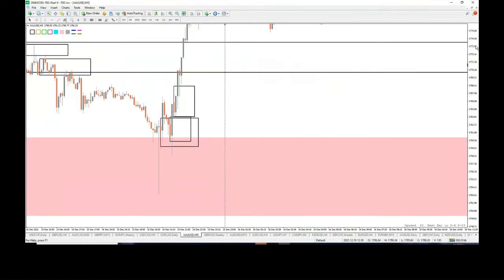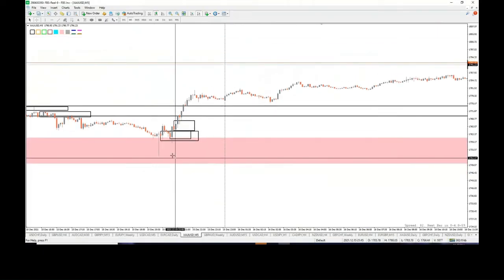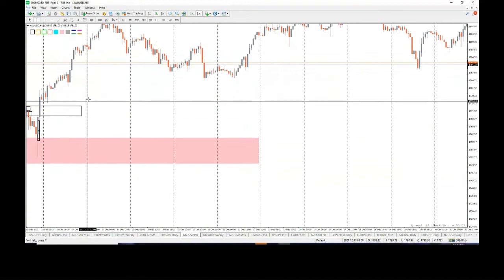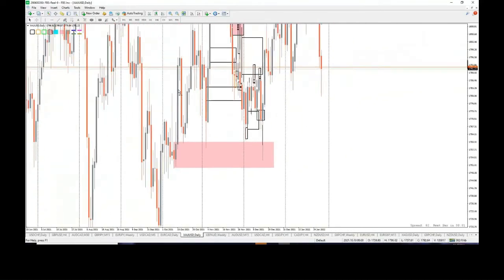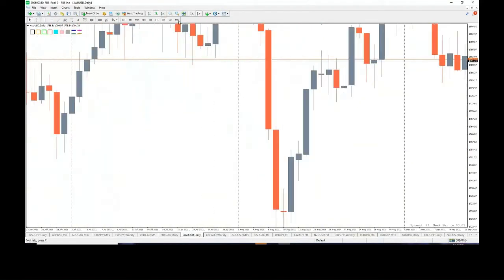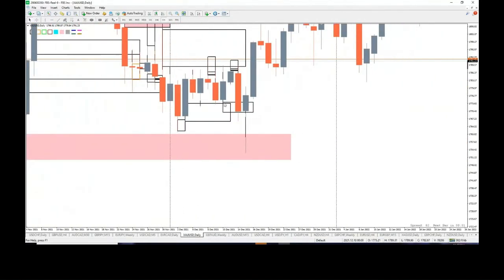Just have to wait for the stairs. Is that what you call them when they overlap like that? Stairs. So this is a daily setup, right? So you can hold it until a daily zone. We can hold it until the daily zone.